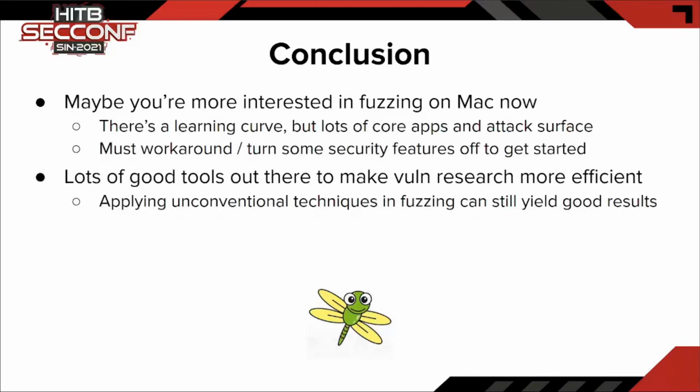You need to work around certain things, turn some security features off if you want to use it as a test box. But there are also a lot of good tools out there. dtrace was a great tool to use for this. Mac itself has some interesting tools to give you visibility. There are some more frameworks out there, such as Hookcase, that can give you some more visibility as well. And by applying some unconventional techniques in fuzzing, you can still get some good results. So you can still shake some bugs out.